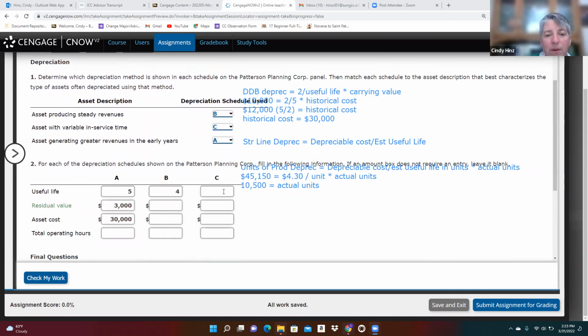So back down to our table, the useful life is actually the same as the total operating hours. So when we use a production or activity method of calculating depreciation, we don't measure the useful life in months or years. Instead, we measure it in units of activity, which in this case happens to be operating hours. But just like for column B, the straight line depreciation, we have no way of being able to calculate the residual value or the asset cost because that information is not provided to us.